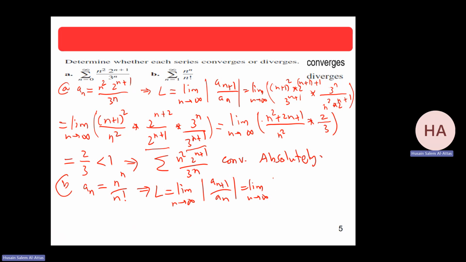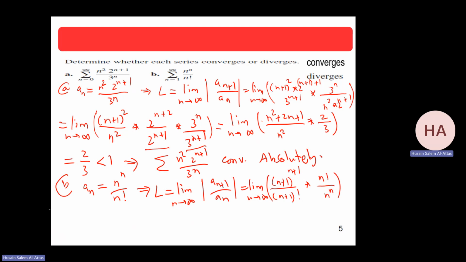Okay. That will be (n+1) to the power n+1 over (n+1) factorial times the reciprocal of this, n factorial over n to the power n. I need to find the limit of this. Be careful with the calculation.